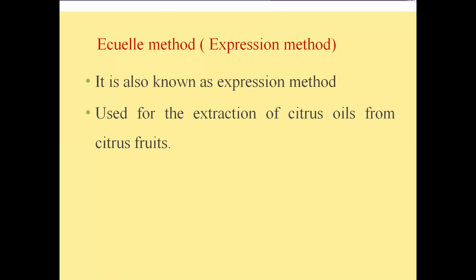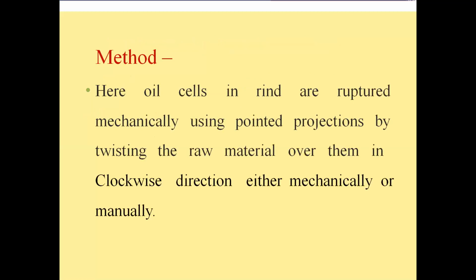Next is the equilibrium method, that is also known as the expression method. In this, what you have to do is use it for the extraction of citrus oil from citrus fruit. This is specifically for citrus fruits like lemon and orange. In this method, oil cells in the rind are ruptured mechanically using pointed projections by twisting the raw material over them in a clockwise direction, either mechanically or manually.